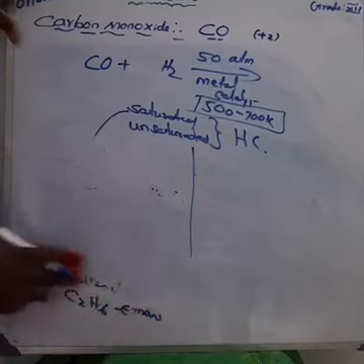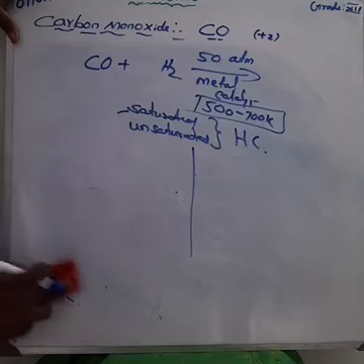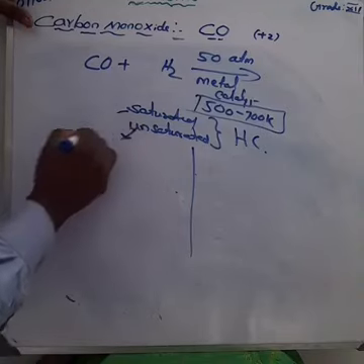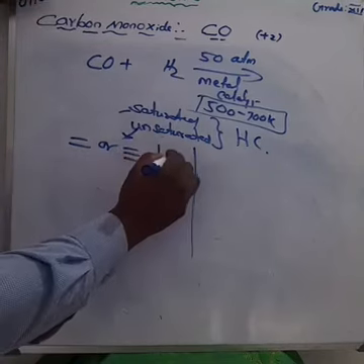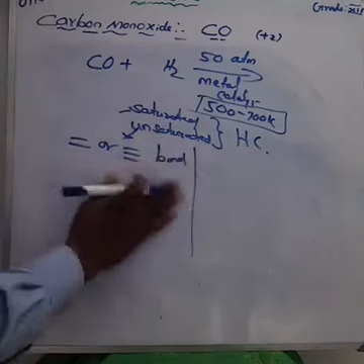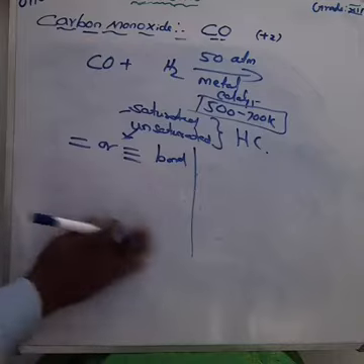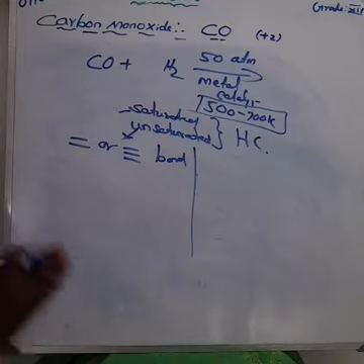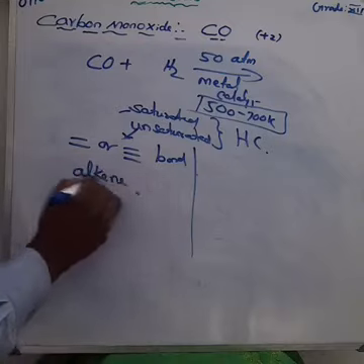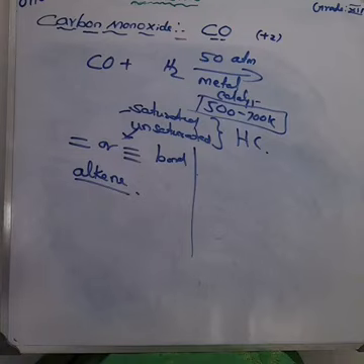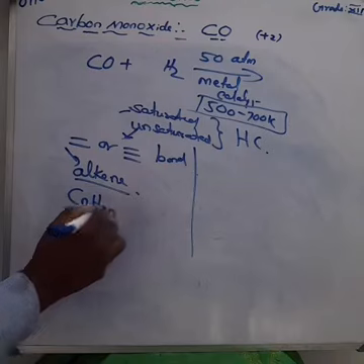What about unsaturated hydrocarbons? An unsaturated compound must contain either a double bond or a triple bond. Can you give an example, either double bond or triple bond? We can take the double bond. That means alkene. What is the general formula? CnH2n. Am I right? CnH2n.